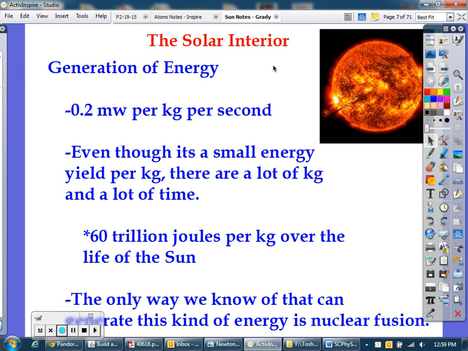So it generates energy via nuclear fusion, and that's the only way we can figure that it generates that much energy, because it generates a tremendous amount of energy. The numbers here just kind of are interesting in that 0.2 megawatts per kilogram per second. That's not a lot of energy, but if you take into account that the sun has a ridiculous number of kilograms, that 0.2 megawatts per kilogram times a gazillion bajillion kilograms equals a lot.